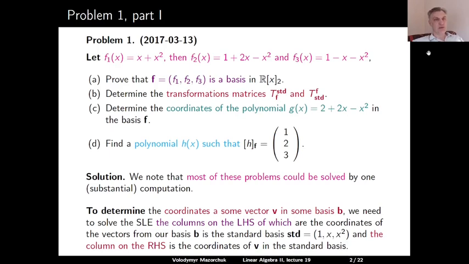In the particular example of our problem, the standard basis in the space of all polynomials of degree at most 2 consists of the elements 1, x, and x squared. Then, on the right-hand side of the system, the column in the matrix of the system is the coordinates of the vector v in the standard basis. To solve various parts of this problem, we need to determine the coordinates of various vectors in our basis f1, f2, and f3.